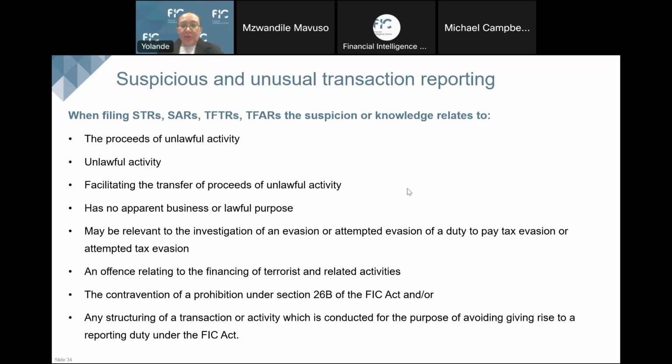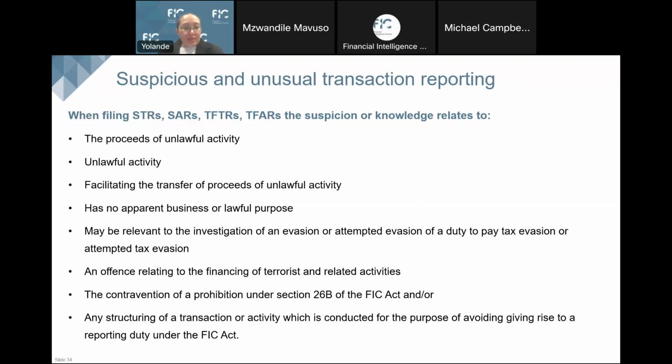Suspicious and unusual transaction reports. If the accountable institution becomes aware of or has knowledge of the proceeds of unlawful activity, any transactions that facilitate the transfer of proceeds of unlawful activity, or any transactions that have no apparent business or lawful purpose, or transactions that are linked to possible tax evasion, or where you suspect that it's linked to possible terrorist financing, all of those types of suspicions, please file a suspicious and unusual transaction report.